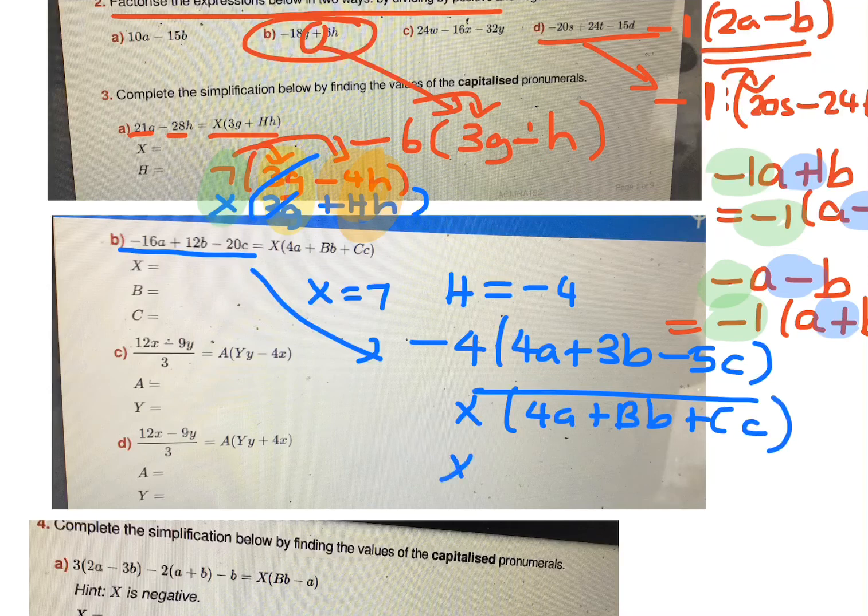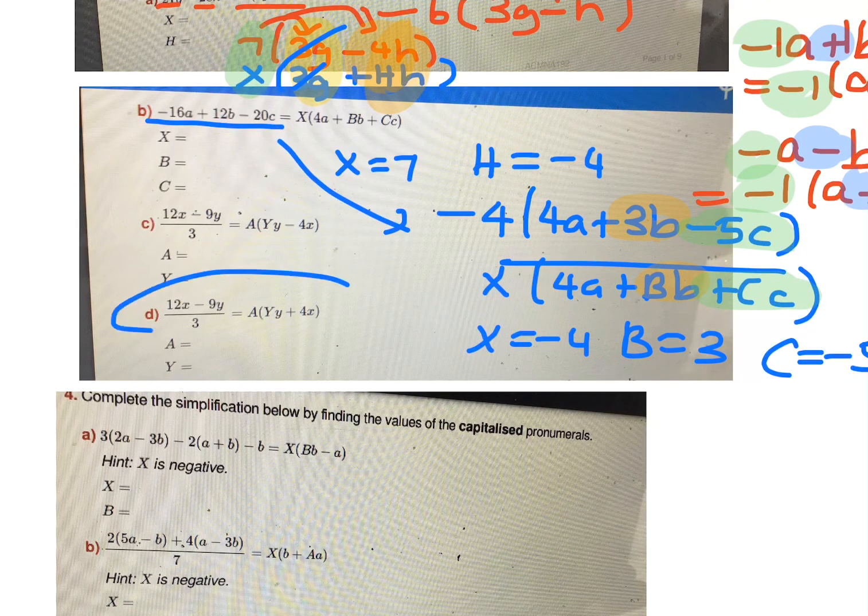So matching it up, the x equals the minus 4, the 3b equals the b, so that means that big B equals the 3, and the minus 5c equals the cc, so that means big C equals the minus 5, because that's the thing in front of the cc.